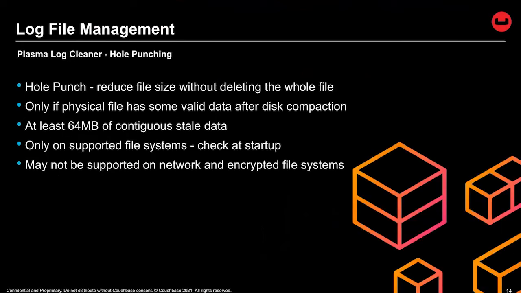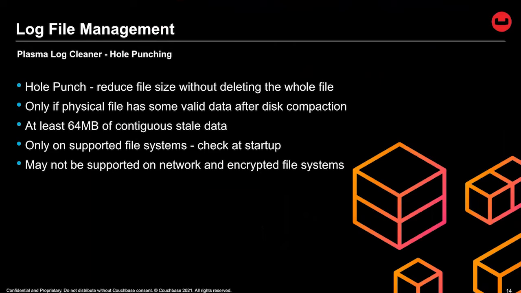A few more details about hole punching. Hole punching enables Plasma to return disk space to the OS without deleting the whole file. It causes the file size to shrink. The stale data is hole punched after disk compaction only if the physical file has some valid data in it. There must be at least 64 MB of contiguous stale data to hole punch.